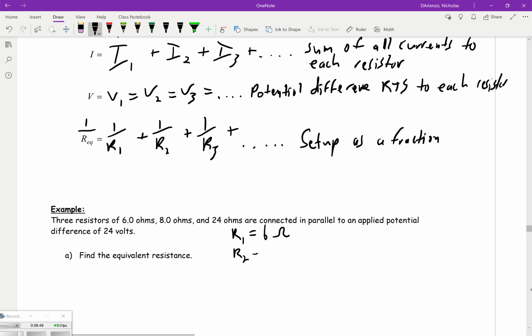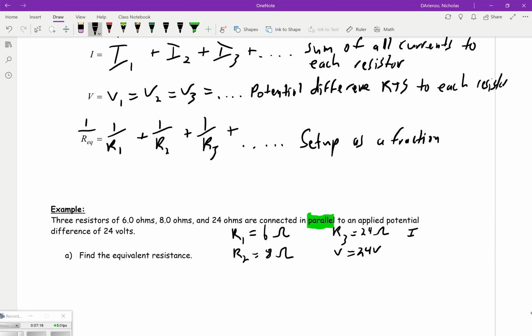R1 is 6 ohms, R2 is 8 ohms, and R3 is 24 ohms. You can put these in any order that you want, it doesn't really matter. And they're connected in parallel. We're going to make sure that we see that there. It's connected in parallel to an applied potential difference of 24 volts. So our voltage here is 24 volts.